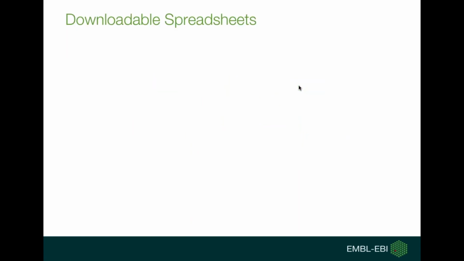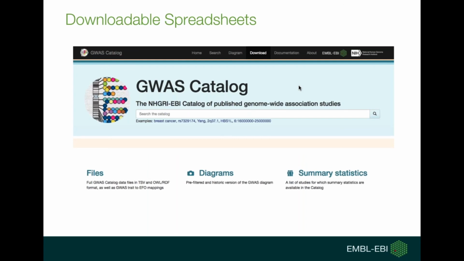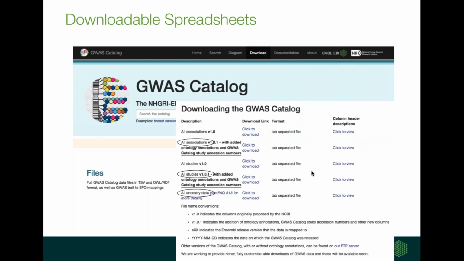So you can download the entire catalog using one of our downloadable, or all of the downloadable spreadsheets we offer. Here you can see files, you can see the diagram and summary statistics that are all information you can download. But in particular, for spreadsheets, you have an association spreadsheet, a studies spreadsheet, and an ancestry spreadsheet that provides all the information included in the catalog. And we also include accession identifiers to help you connect the 3 spreadsheets. So if you're interested in one particular study with its accession identifier, using that you can find the data in all 3 spreadsheets.